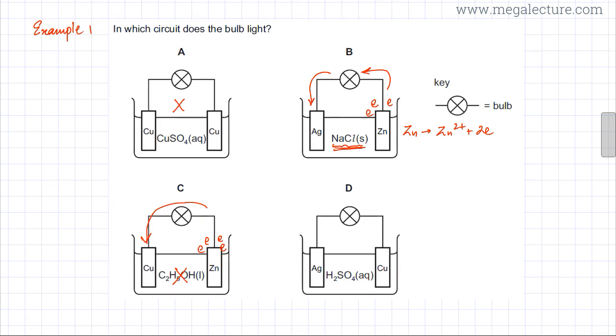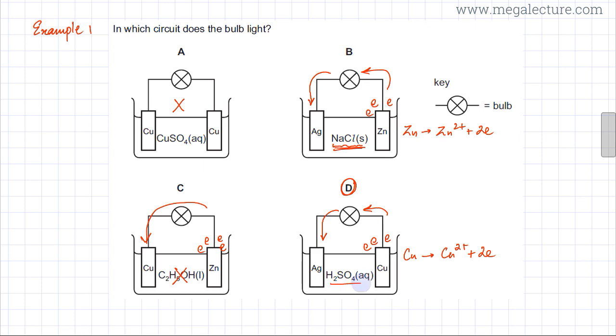Let's discuss the last option, which is option D, and option D is the correct option because here the bulb that is drawn is going to light up. You have copper and silver. Between copper and silver, copper is more reactive, so copper would start to lose electrons and produce copper ions, and 2 electrons would be lost. Those electrons would accumulate and eventually flow to the other side, which is the silver electrode, the less reactive electrode.